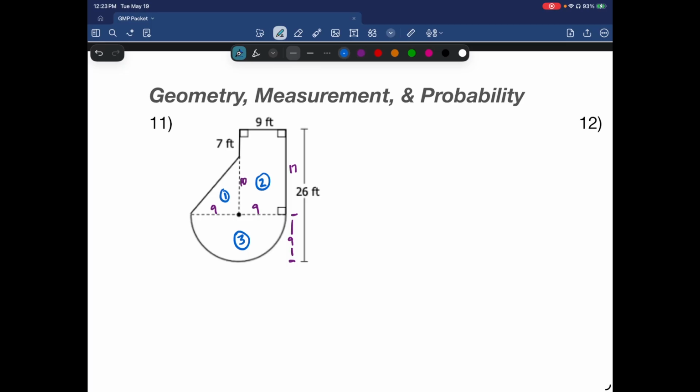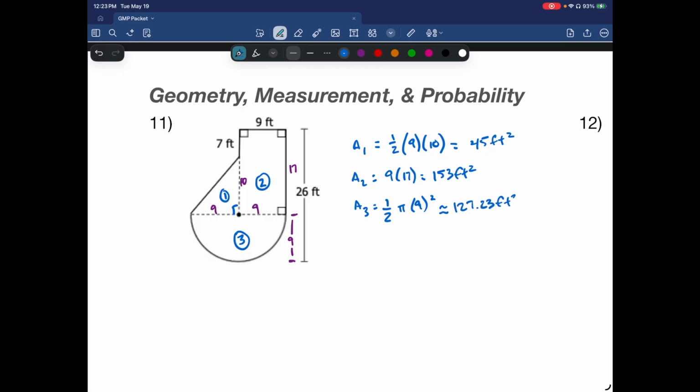All right, we have all our pieces now, so let's find the area. The area of the first one is going to be 1/2 base times height. Remember, they form a right angle, so that's going to be 9 times 10. Half of 90 is 45 feet squared. Area 2 is going to be 9 times 17, which is 153 feet squared. And then the area of the half circle, I have to take half of pi times my radius, 9, so 9 squared. You crunch those numbers, and that's going to give you approximately 127.23 feet squared. And of course, we add them all up.